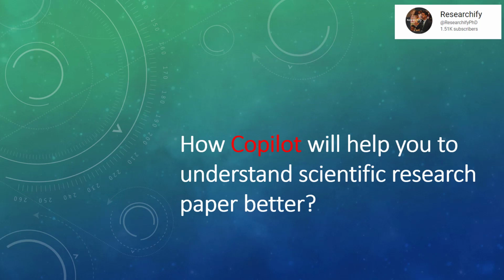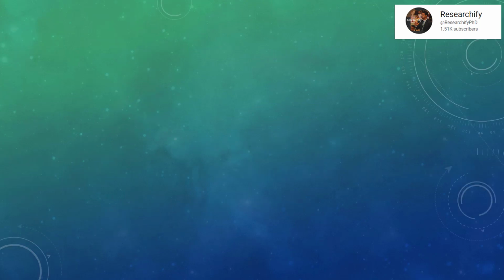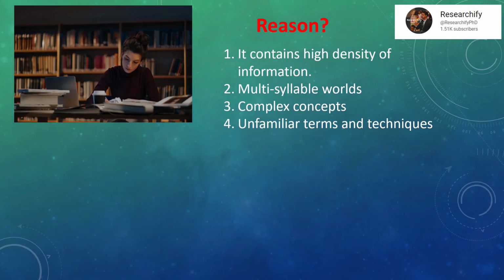Sometimes many researchers face difficulties to fully understand the main findings of a research paper. So the question is, why are scientific research papers so difficult to understand? The first reason is that they contain a high density of information. The second is multi-syllable words, and third, complex concepts and unfamiliar terms.